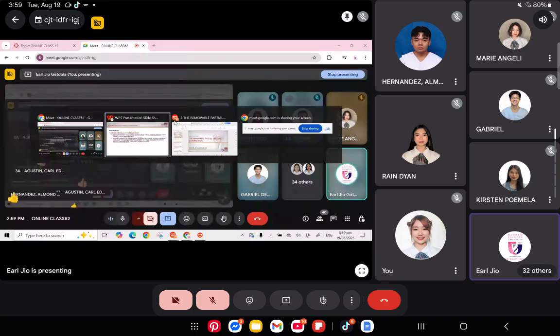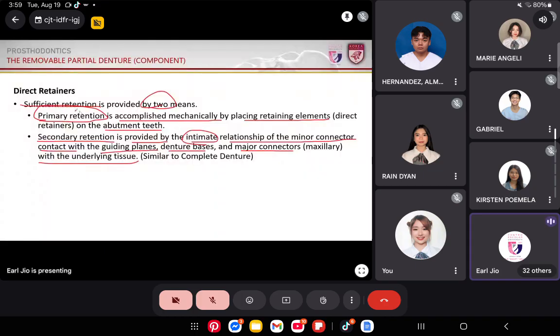Okay. Direct retainers: sufficient retention is provided by two means. One is primary retention, which is accomplished mechanically by placing retaining elements. Those are the retaining elements, or the clasps on our abutment teeth. Secondary retention is provided by the intimate contact of the minor connector with the guiding planes, the denture base, and the major connector against the underlying soft tissue. Okay? Similar to a complete denture.